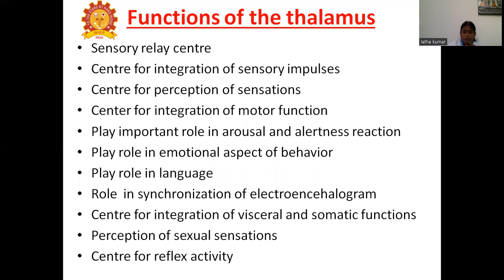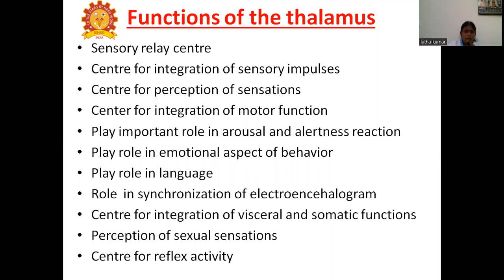Next one is the role in emotional aspect of the behavior. It plays an important role in the emotional aspect of the behavior because it has an intimate connection between the frontal cortex and hypothalamus. The thalamus is involved in subjective feeling of various emotions. Thus, it acts as a part of the limbic system. It also forms part of the Papez circuit and it is concerned with recent memory and emotion.